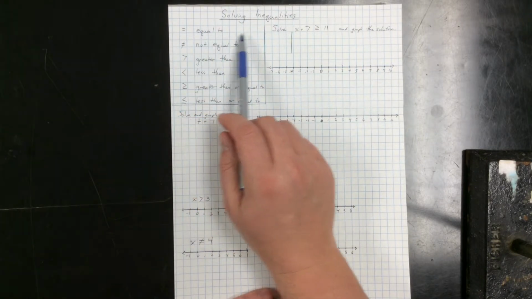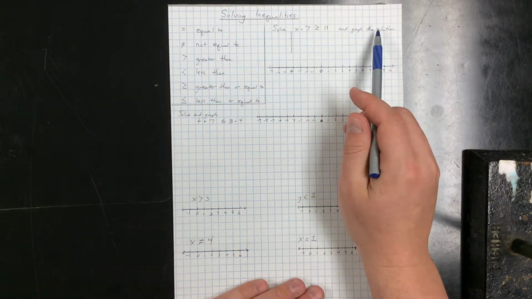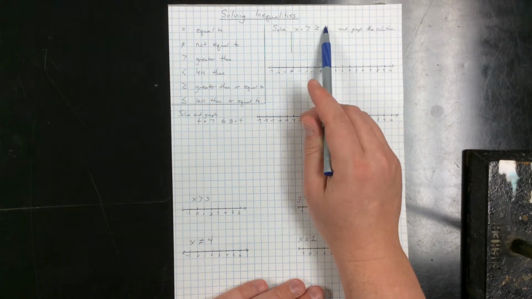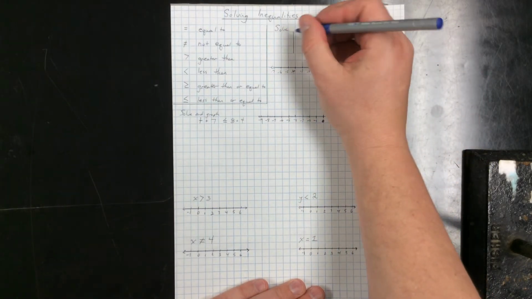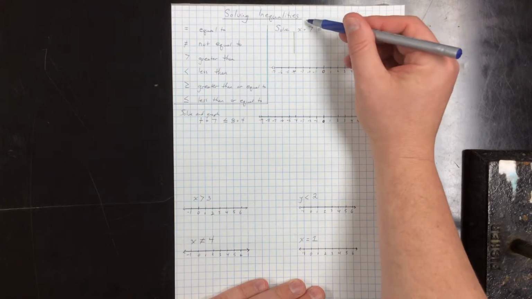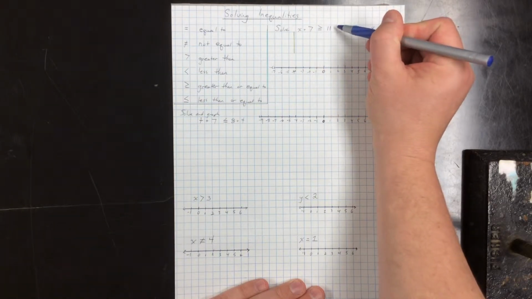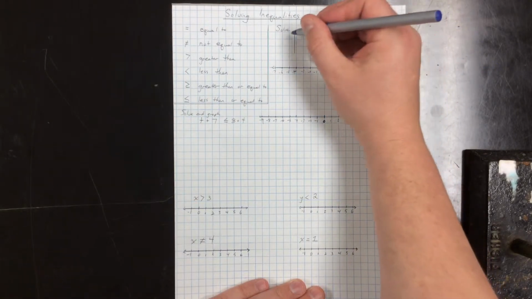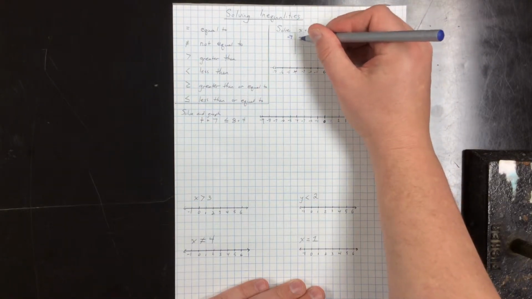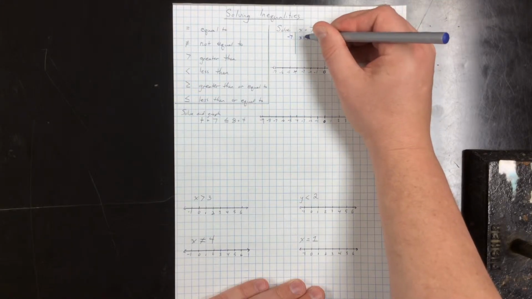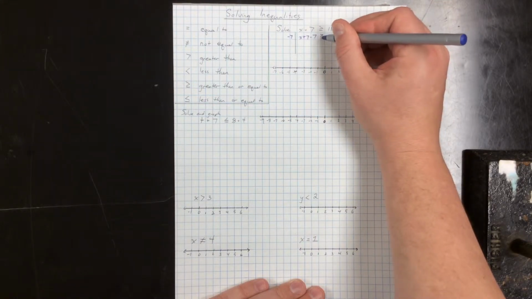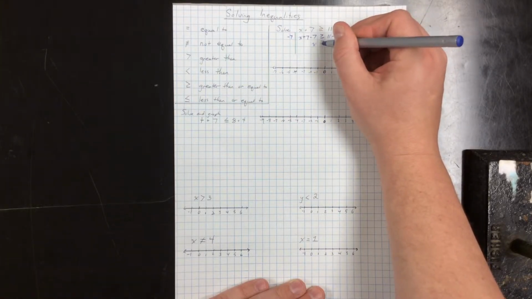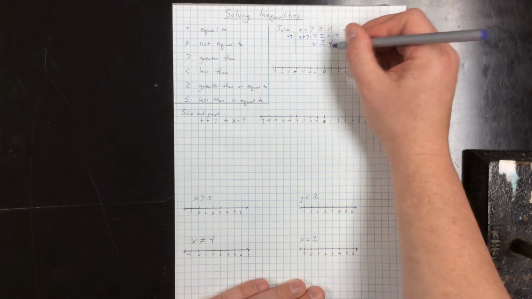So let's start by solving and then graphing. X plus 7 is greater than or equal to 11. And we're going to do this exactly the same way. I want to isolate the variable, have it on one side, and all the numbers on the other. Instead of an equal sign, it's my greater than or equal to symbol. So let's start by subtracting 7. X plus 7 subtract 7 is greater than or equal to 11 subtract 7. X is greater than or equal to 4.